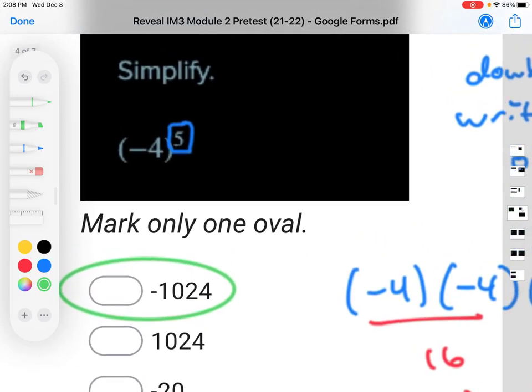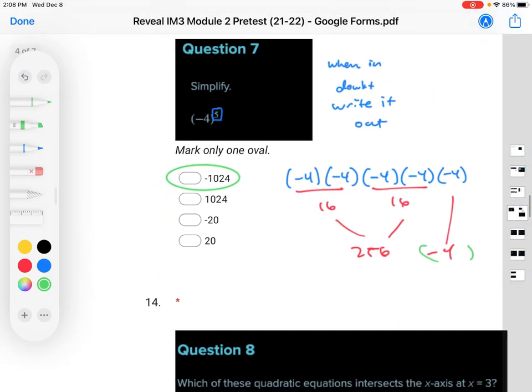Some common mistakes are for students to ignore the negative sign. And again, that is not multiplication, it is a tiny 5.